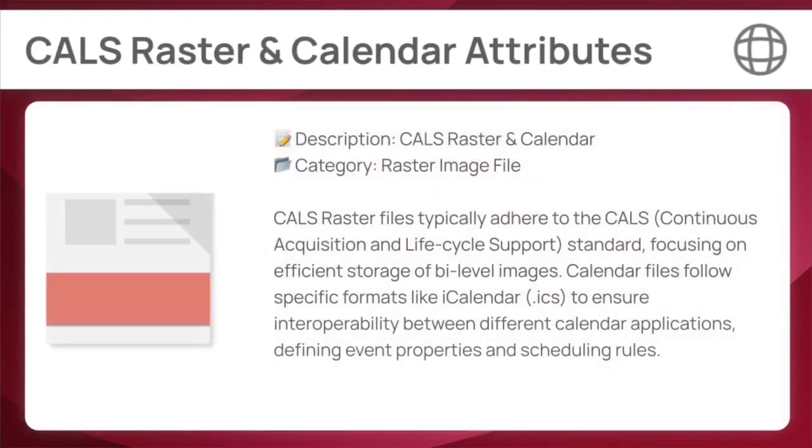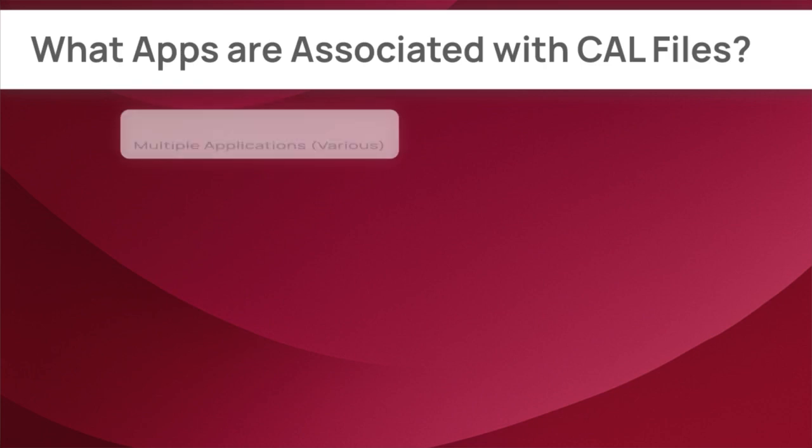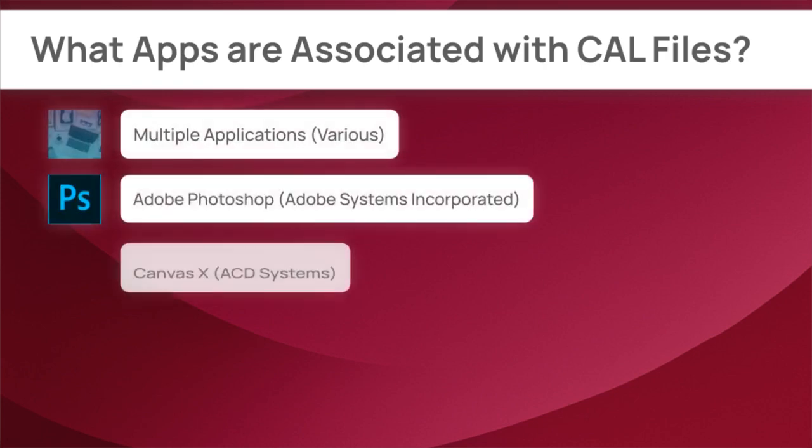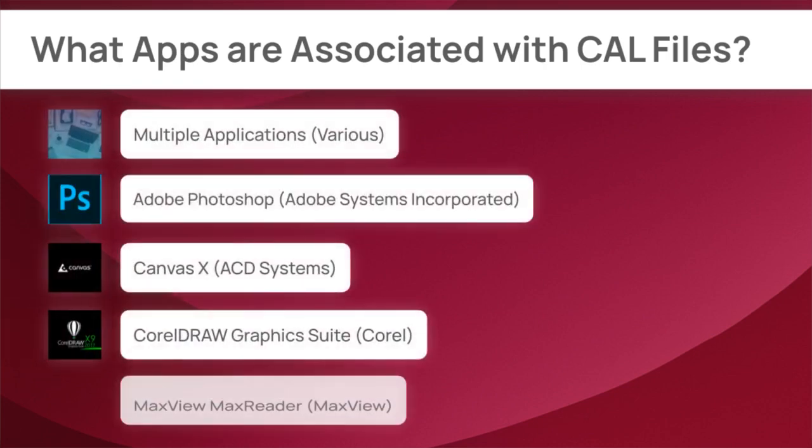CALS raster files typically adhere to the CALS continuous acquisition and lifecycle support standard, focusing on efficient storage of bi-level images. Calendar files follow specific formats, like iCalendar, to ensure interoperability between different calendar applications, defining event properties and scheduling rules. If CAL is not handled natively, multiple applications is the best place to start.